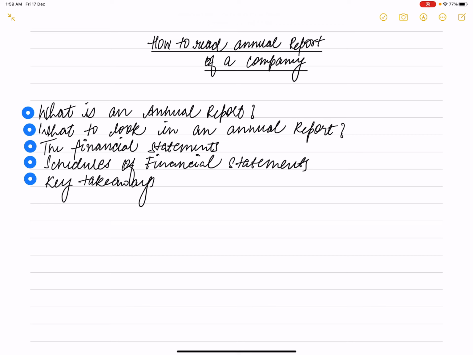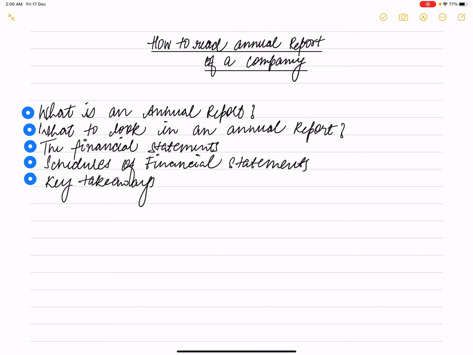For the sake of illustration, I have taken the annual report of Amara Raja Batteries Limited belonging to the financial year 2013-14. As you know, Amara Raja Batteries Limited manufactures automobile and industrial batteries. You can download it from the company's website. Please remember, this chapter's objective is to give you a brief orientation on how to read an annual report.